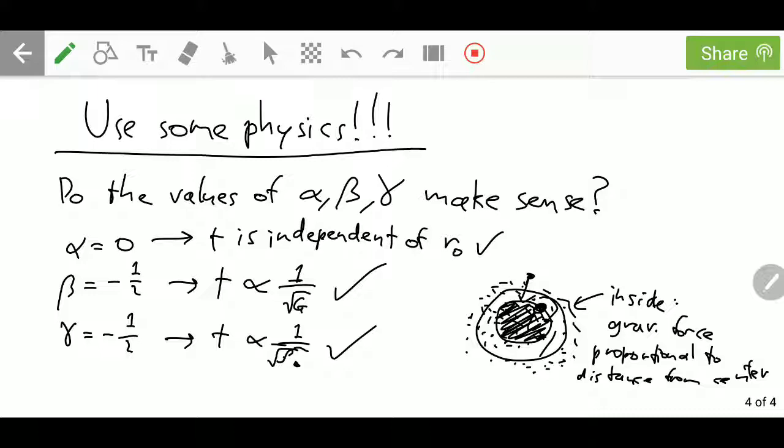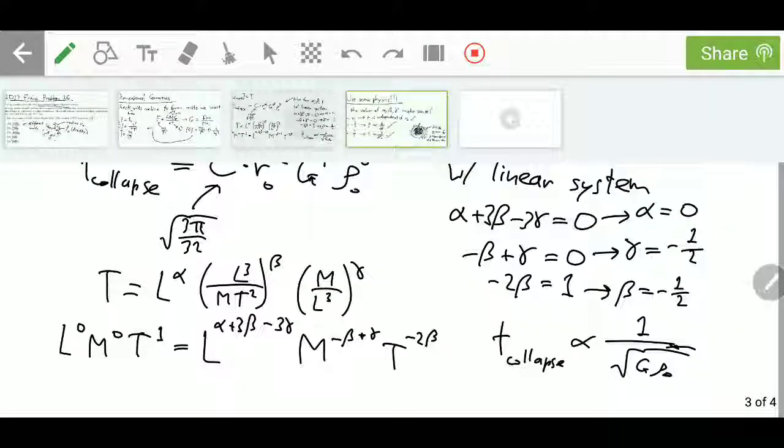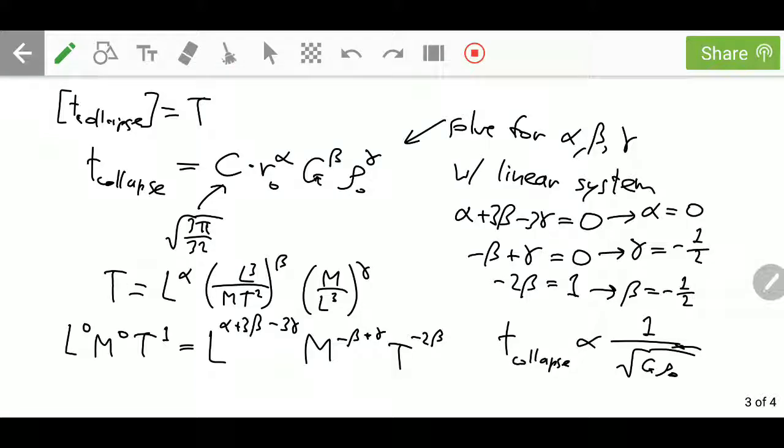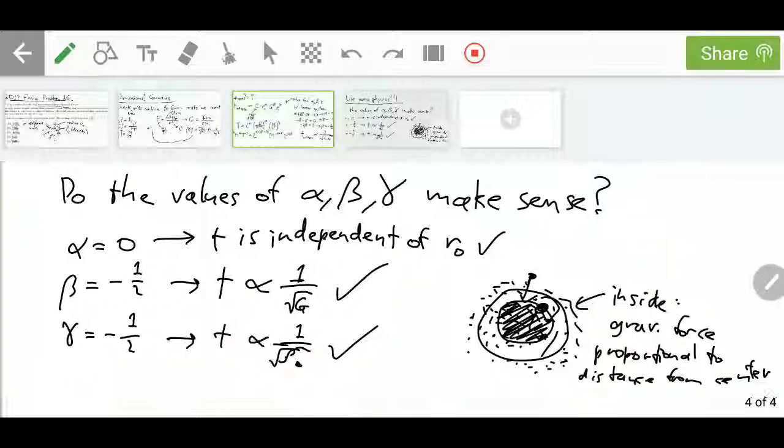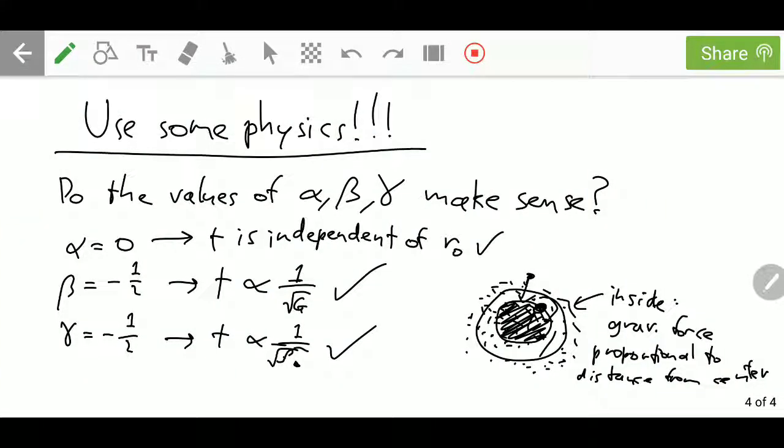So anyway, the moral of the story is that it's good to at least do a sanity check before you just claim victory. And sometimes, here we did linear equations because it wasn't too bad, but sometimes if you know certain well-known relationships, then you can often find the combination of powers of quantities that would make the right dimensions faster than just using dimensional analysis or linear equations.